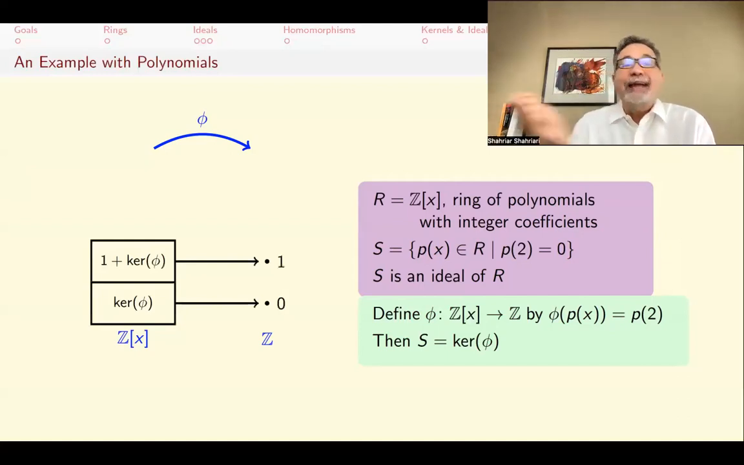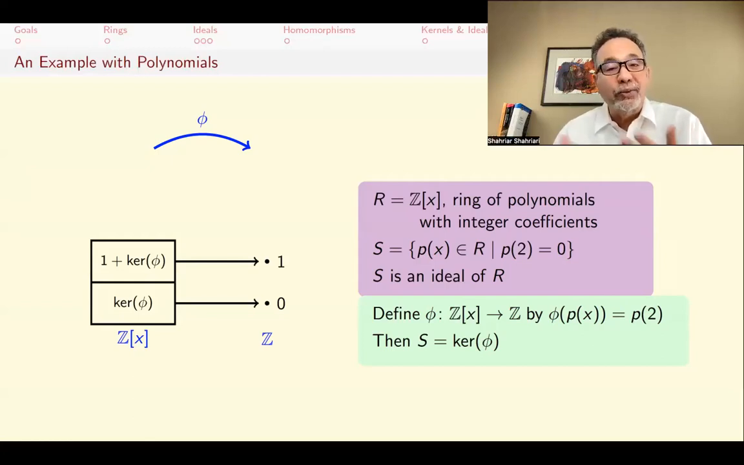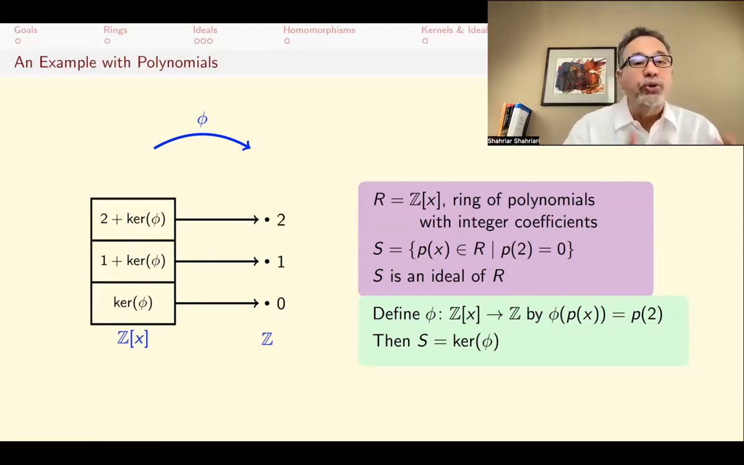And then I can add 1 to those polynomials. For example, x minus 2 goes to 0, because when you plug in 2, you get 0. I can add 1 to it, I get x minus 1. And when you plug in 2 in that, you will get 1. So that map phi sends it to the integer 1. If you added minus 1, it would go to the integer minus 1. If you add 2 to the elements of the kernel, any one of those polynomials that have 2 as a root, you get 2. Not a very profound idea, and this continues.